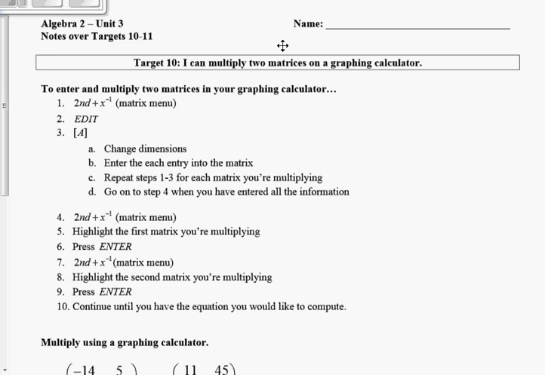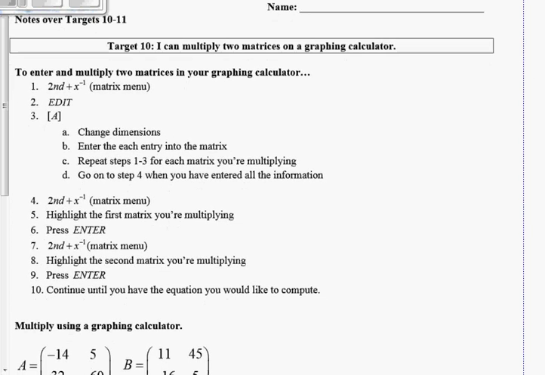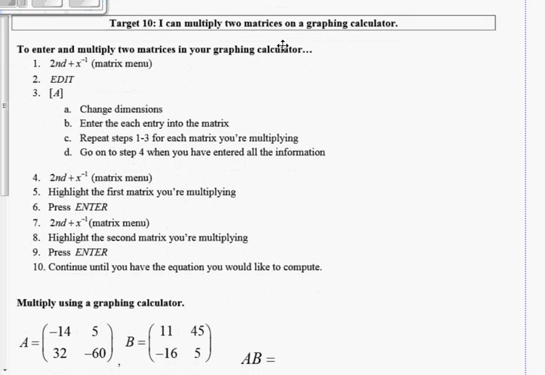Today we'll be looking at the notes for targets 10 and 11. On target 10, we will be multiplying two matrices on a graphing calculator, so you will need to have access to a graphing calculator in order to do this. If you don't have one at home, please come into our classrooms at lab before or after school so that you can always borrow one of ours. We will provide them for you during the test.